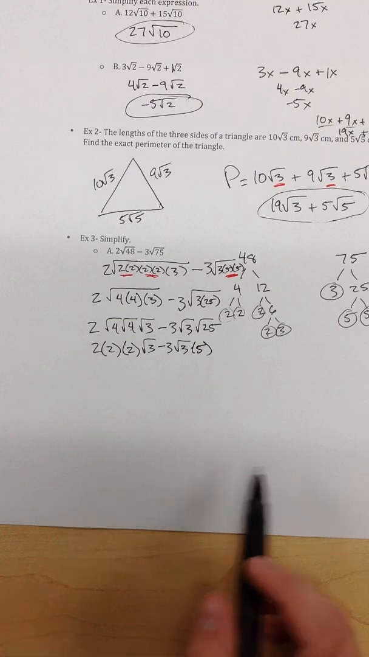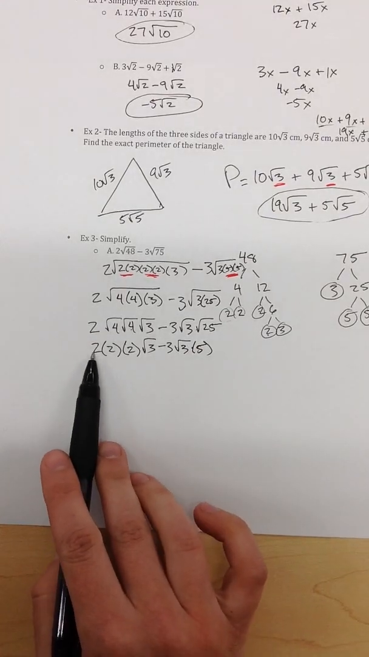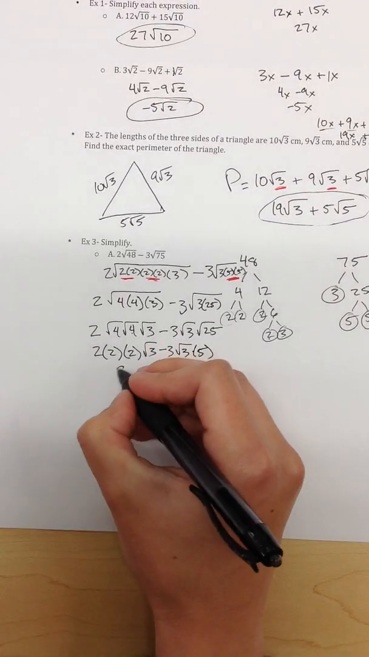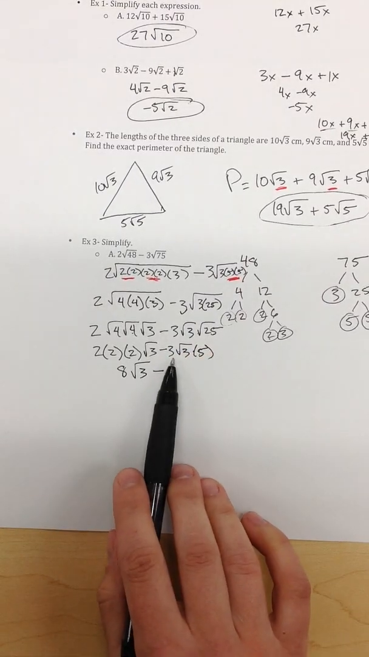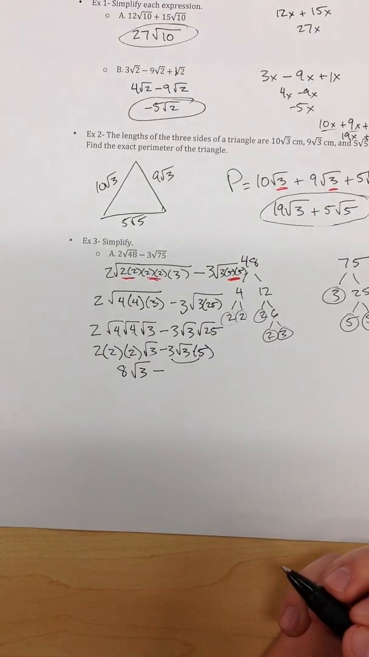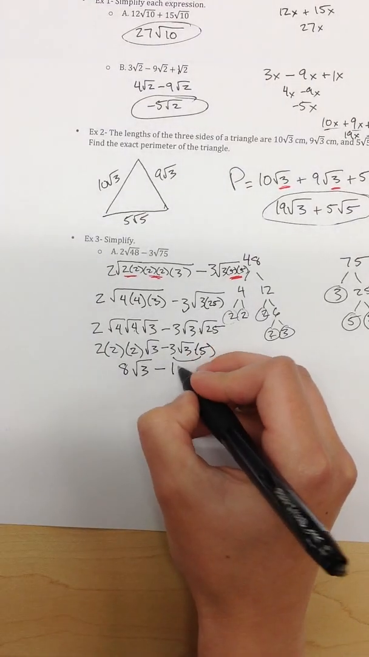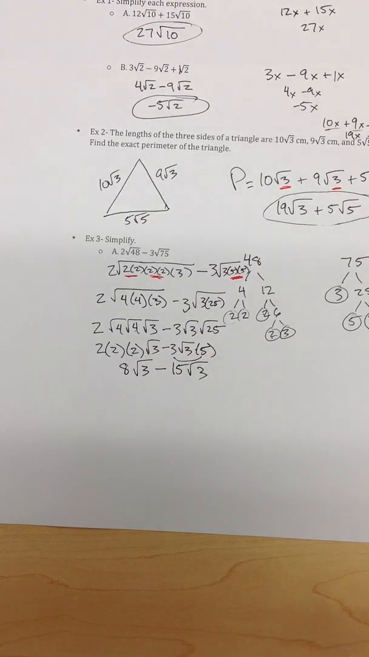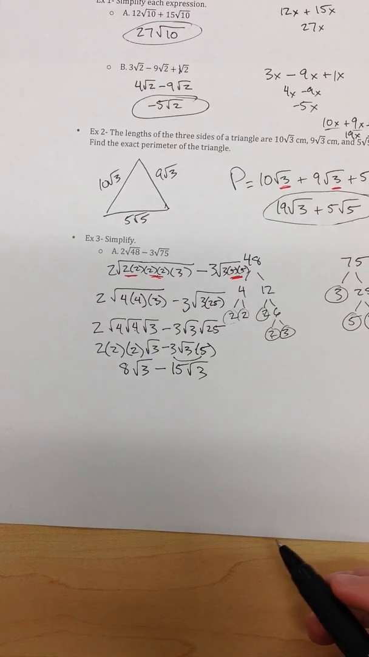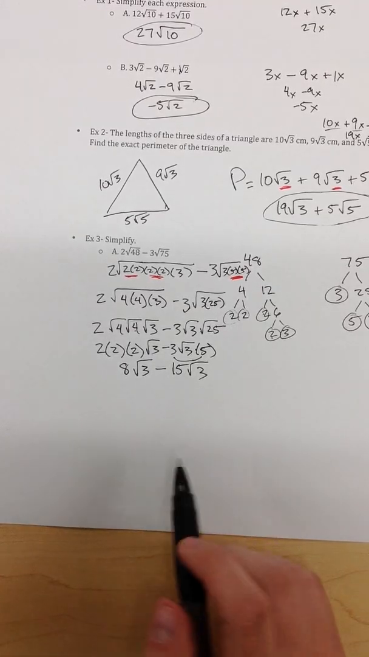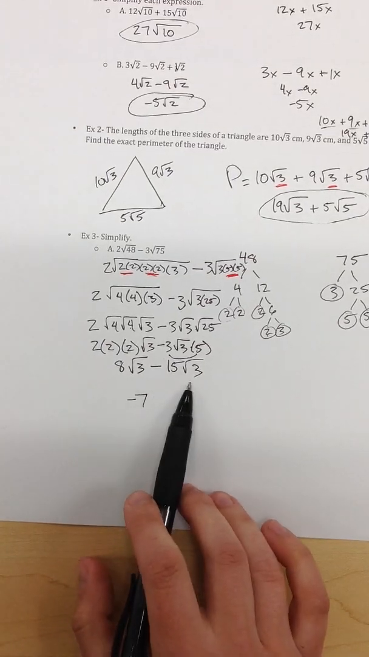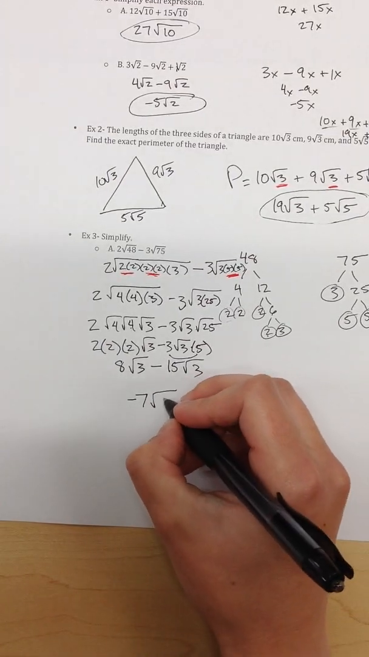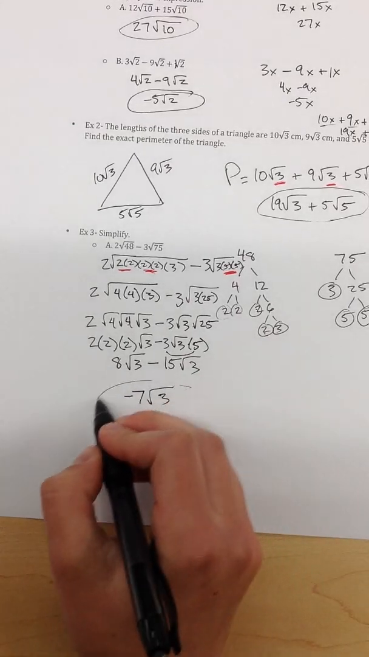And then I look to simplify a little bit, so do my multiplying. So 2 times 2 times 2 would be 8 square roots of 3 minus, and then here I'm going to put my 3 and my 5 together to make 15. So 3 times 5 is 15 square roots of 3. And then if I did 8 square roots of 3 minus 15 square roots of 3, well, 8 minus 15 is negative 7, and I can combine those together because now they both have square roots of 3 at the end. So negative 7 square roots of 3 would be my answer.